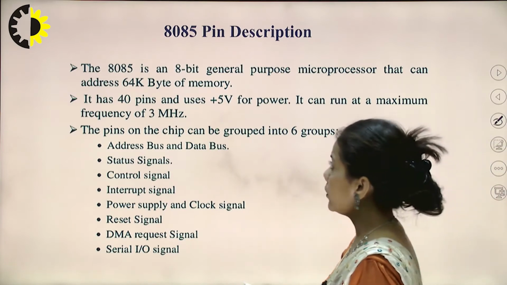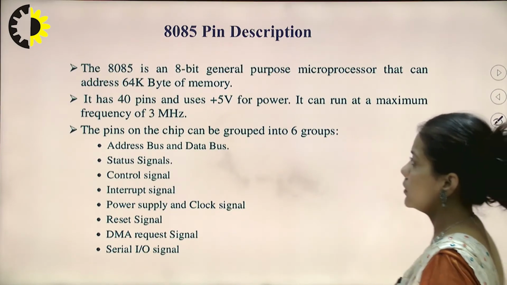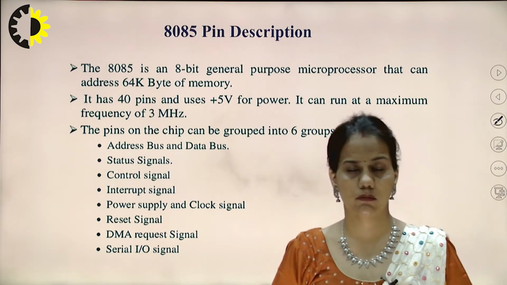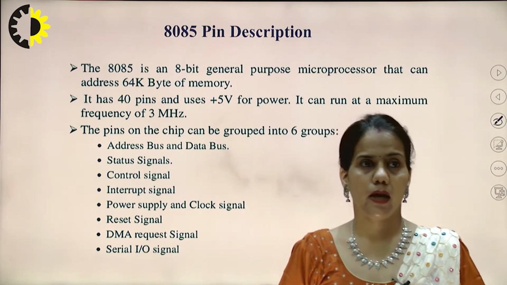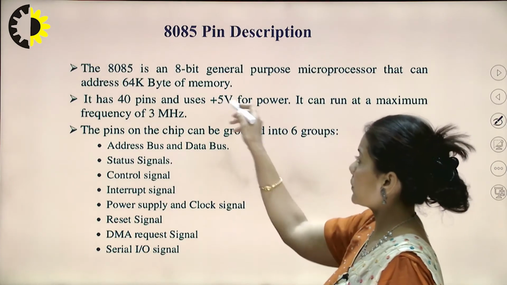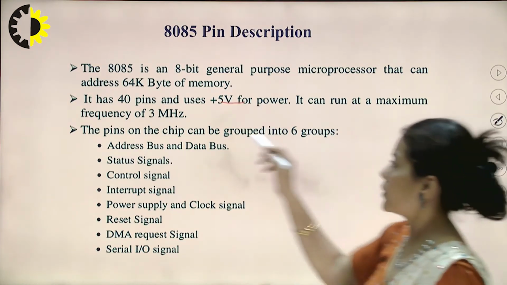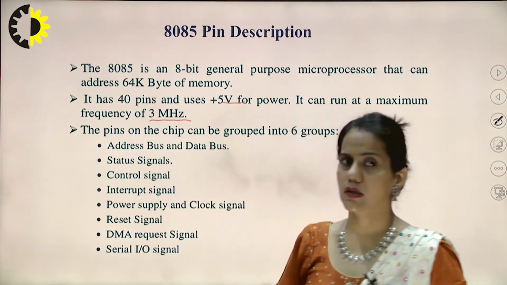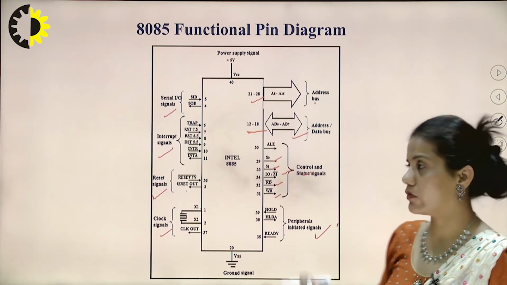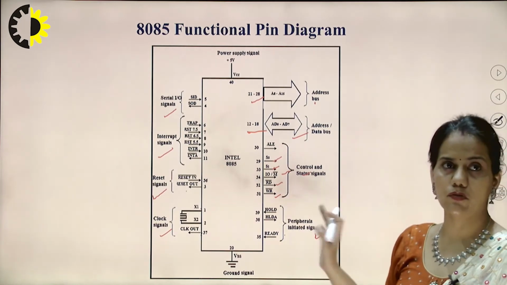Now as we go into detail of pin description, we know that 8085 is an 8-bit general purpose microprocessor and it has 40 pins which use a plus 5 volt power supply. It works at a frequency of 3 megahertz. The pins on the chip can be grouped into 6 groups as I have already told you in this figure.